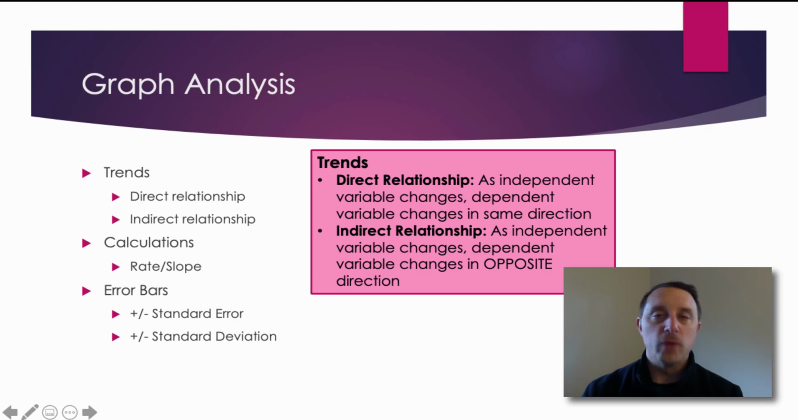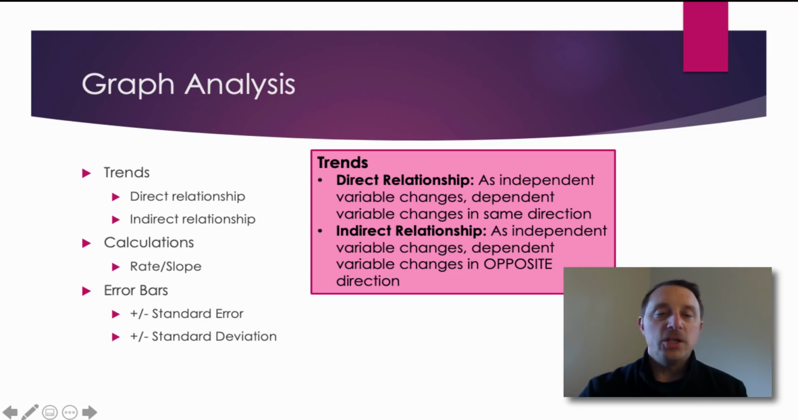A direct relationship means that as one variable goes up, the other variable goes up, or as one goes down, the other goes down. A direct relationship would be both variables changing in the same direction. An indirect relationship is the variables changing in opposite directions. So as the independent variable goes up, the dependent variable would go down.